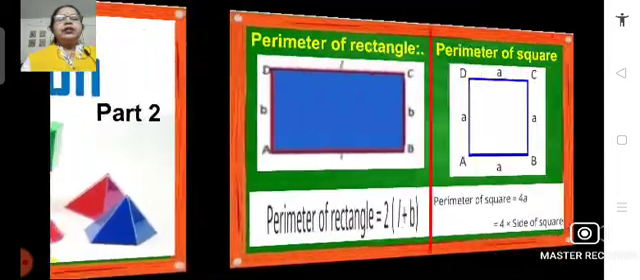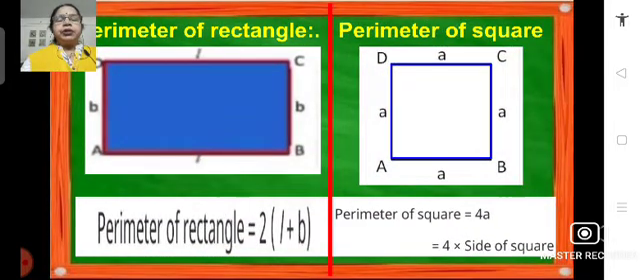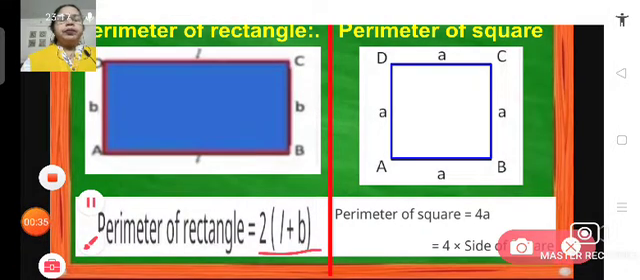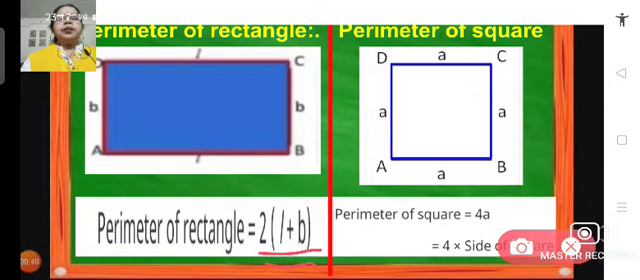We also learned how to find the perimeter of a rectangle by using the formula 2 into (length plus breadth). This is the formula which can be used to find the perimeter of a rectangle. Why? Because two opposite sides of a rectangle are equal, so we can use the formula 2 into (length plus breadth) to find its perimeter.